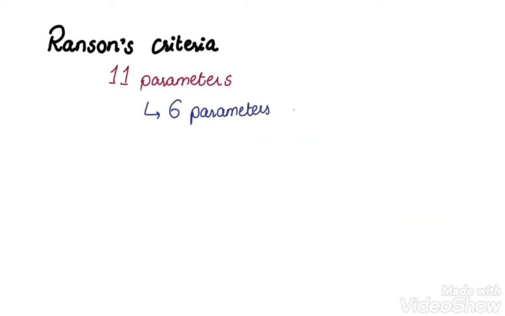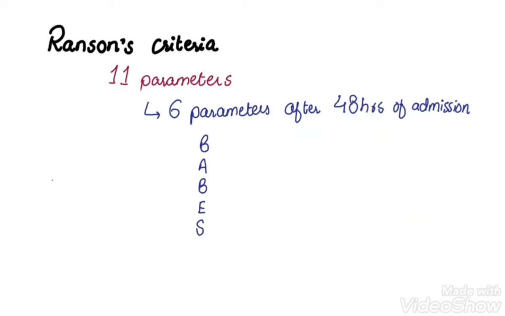After the patient spends 2 days at the hospital, we measure his further 6 parameters: blood urea nitrogen, his arterial oxygen, base deficit, which means how much metabolic acidosis has occurred within his body, estimated fluid sequestration, which means the accumulation of fluid outside the blood vessels in the form of edema within the pancreatic substance, his serum calcium, and the decrease in his hematocrit.